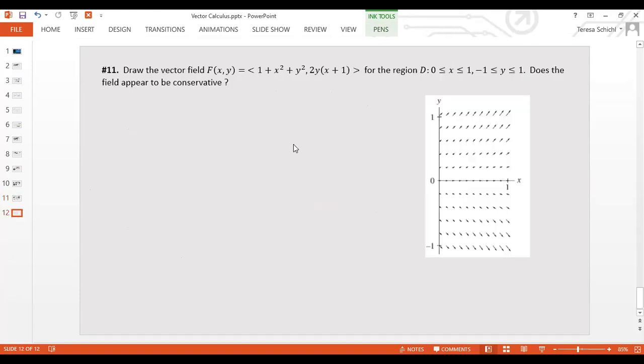Okay, so now let's take a look here. All right, so I have a vector field, right? This vector field is 1 plus x squared plus y squared here, okay? And 2yx plus 1, right? So this is my i component, and this is my j component here. Okay, so let's see here, right? Without doing mathematics, let's take a look. Say I graph this field. Does this field appear to be conservative? Well, so let's see here.